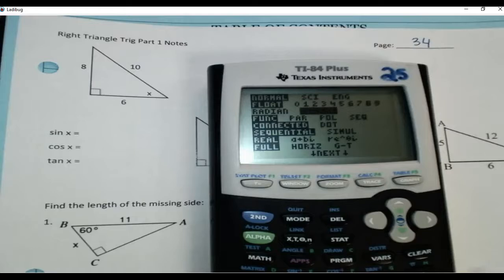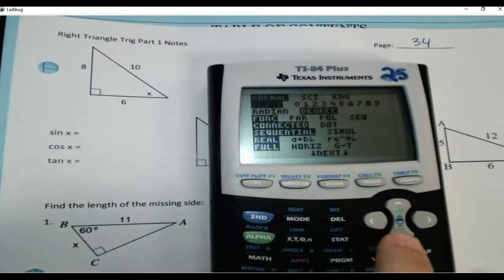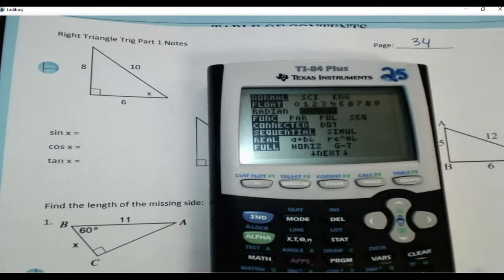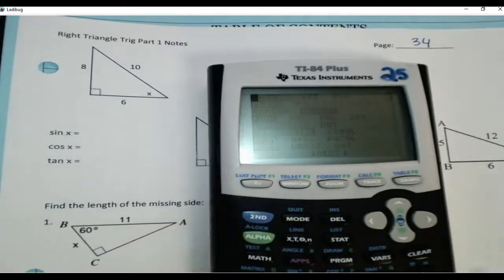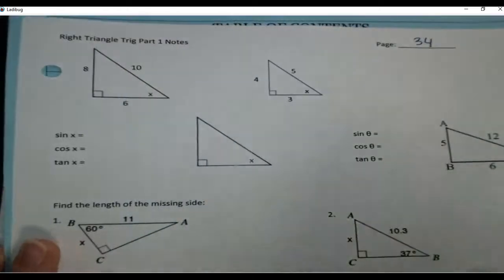So you want to make sure every time you go to do these problems that you're in degree mode. So you go to mode, you go to the third line down, you hit enter on degree, and make sure that degree is highlighted. Every time. Because if not, it defaults to radians. Anytime the calculator is reset, it goes back to radian mode. So you always want to make sure you're in degree mode. On the final exam, that should be the first thing you do when you sit down and get your calculator.